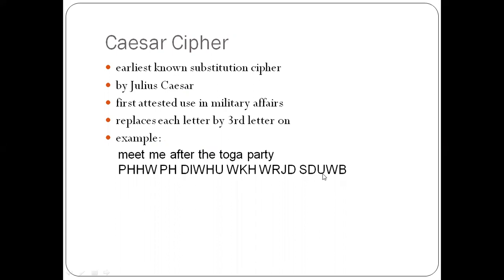तो इसी तरह हम पार्टी को कैसे रिप्लेस करेंगे? SDUWB, बिकॉज P के बदले हम क्या लिख रहे हैं यहाँ पे? आ रहा है समझ में? सबको समझ में आ गया? Q R S, S is the third one, so then A के बदले B C D, D is the third one, R S T U, U, then T के बदले U V W, W आ जाएगा, Y के बदले B आ जाएगा, क्योंकि Y Z A B, B is the third one. So this is the Caesar cipher. I hope all of you got it.